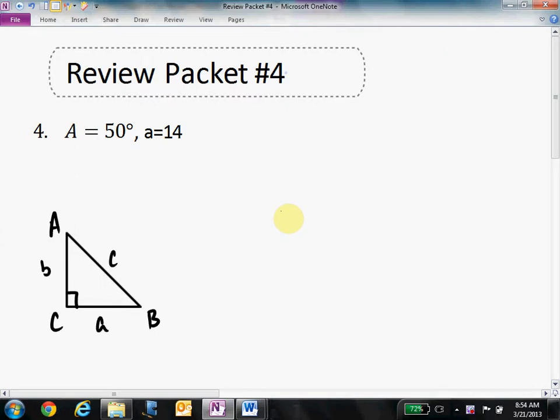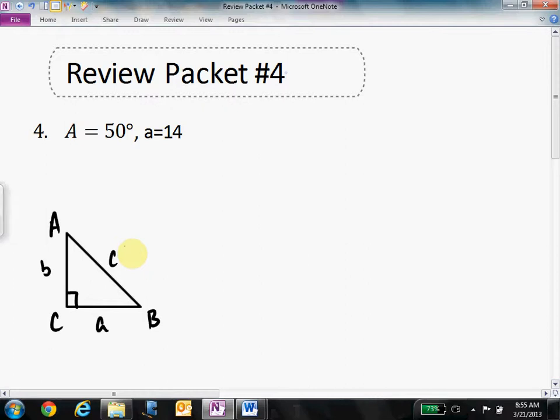Okay, here we have problem 4 from our review packet. We are given that angle A is 50 degrees, and we're also given that side A is 14 units. The directions tell us to solve triangle ABC using the diagram below. Alright, so this is the diagram you were given. So we need to solve it.